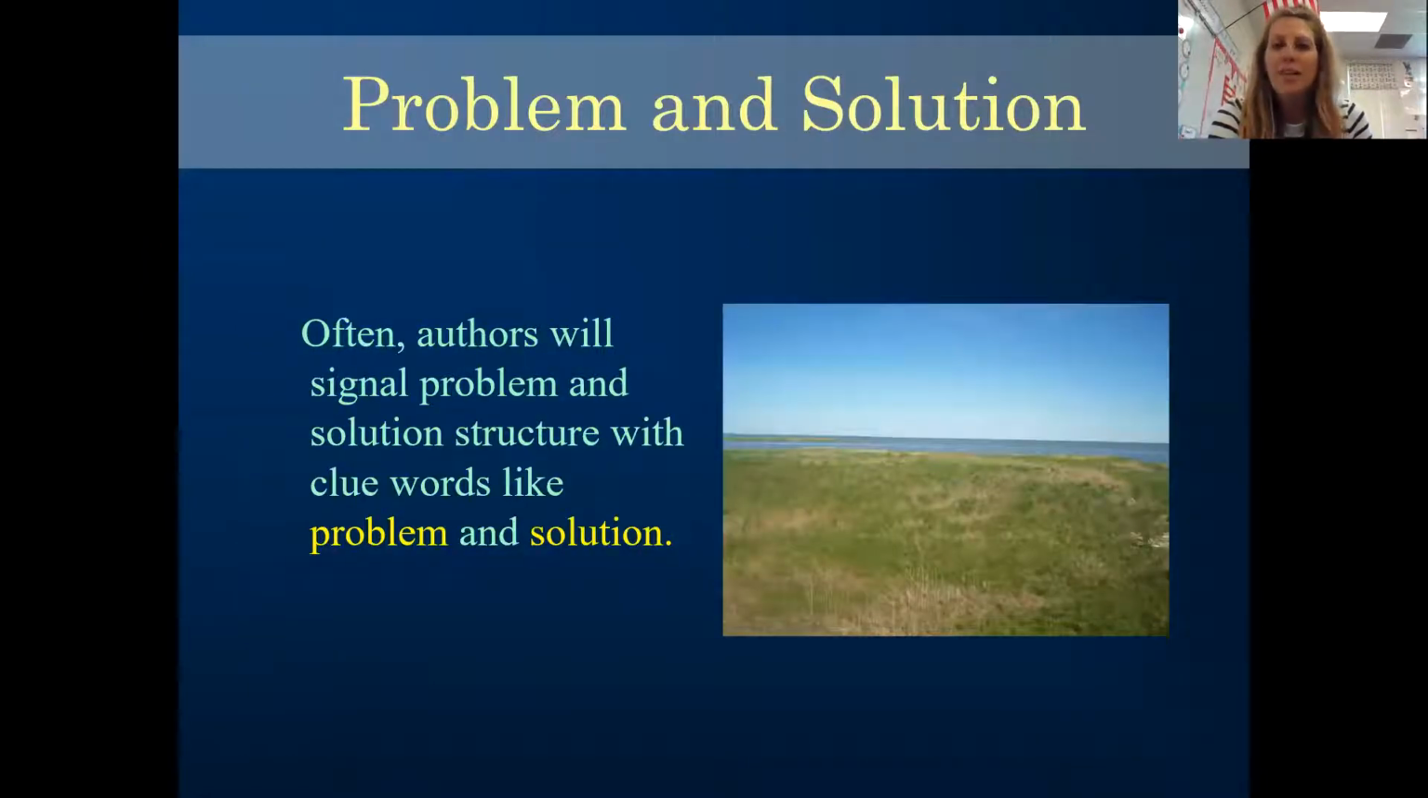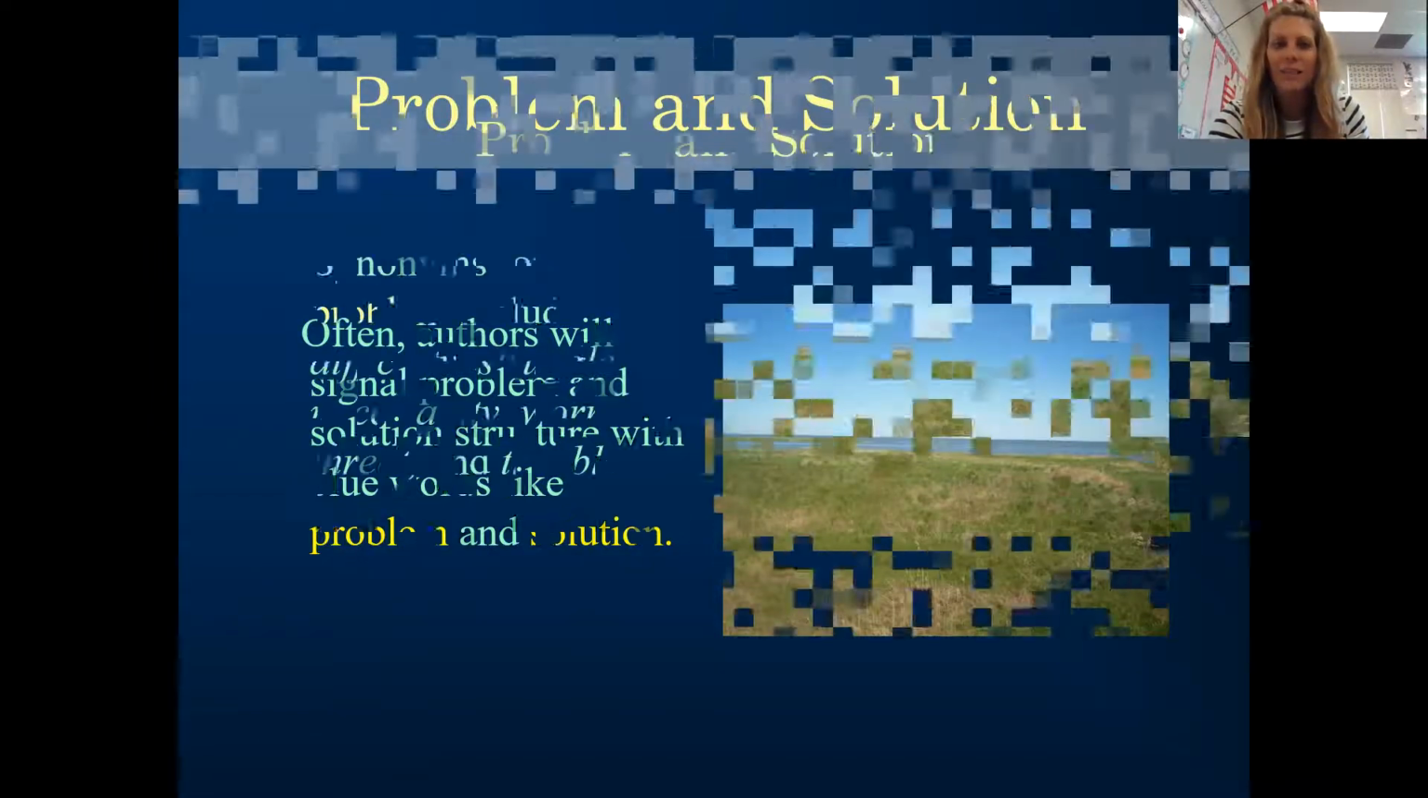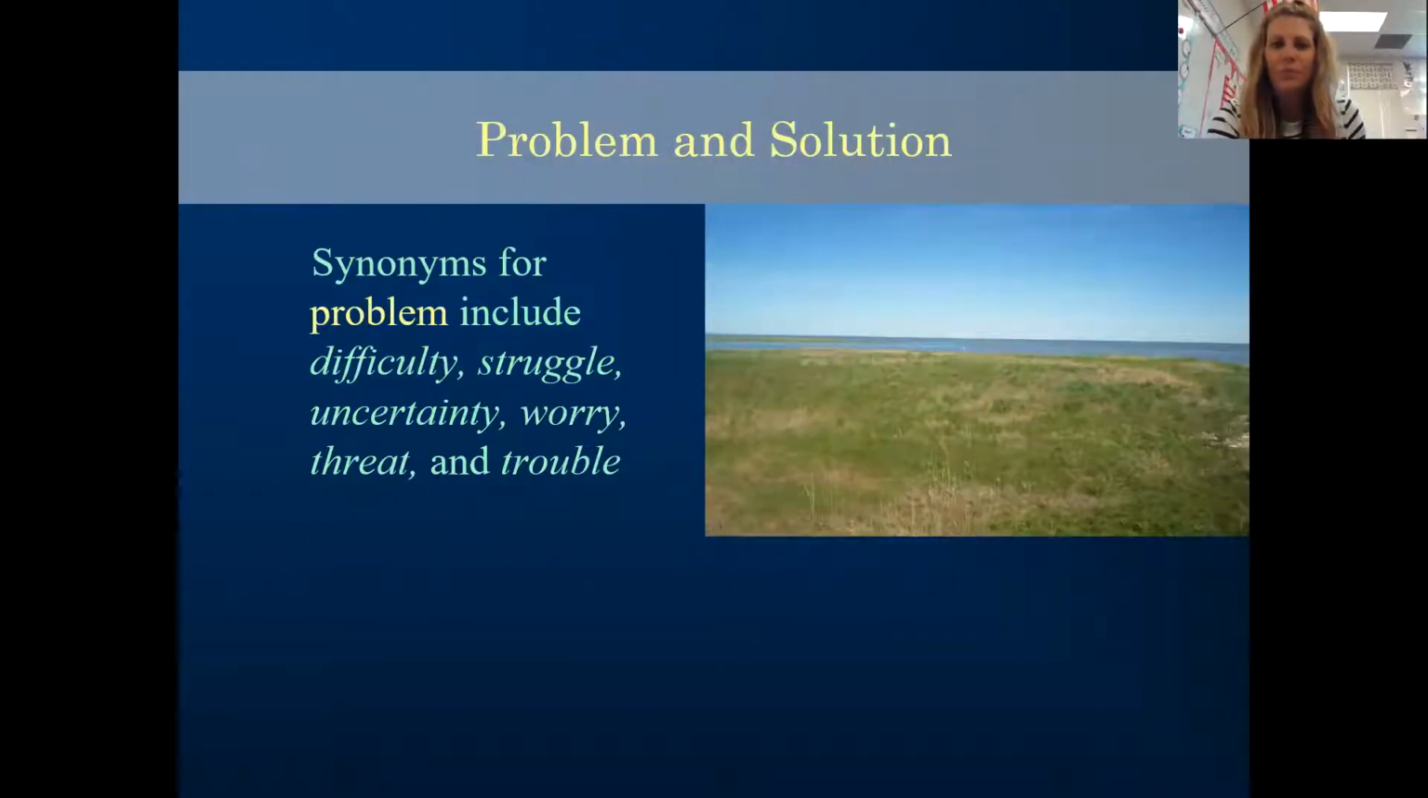So let's talk about this. Often, authors will signal problems and solution structures with clue words. So we want to look for that clue word. And a lot of times, they're going to just say problem or solution, okay? So let's see if we can identify the next one. They actually gave us some more clue words, sorry.